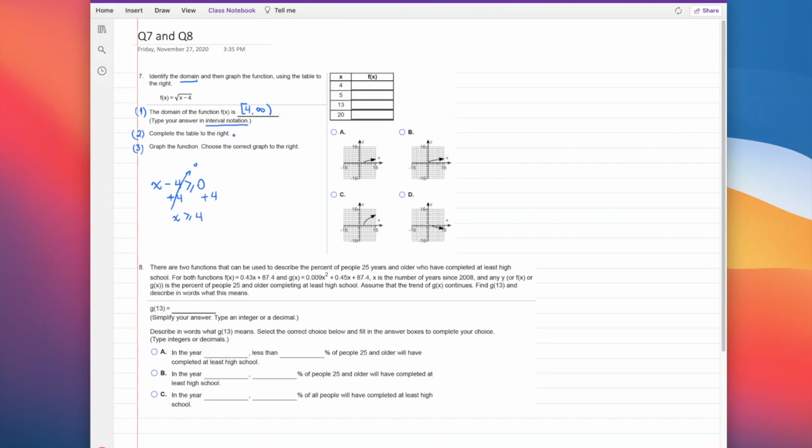Complete the table to the right. So here they are asking you to write the ordered pairs when the input is 4. If I put 4 here, what do I get? f of 4 is the square root of 4 minus 4. This is 0. What is f of 5?